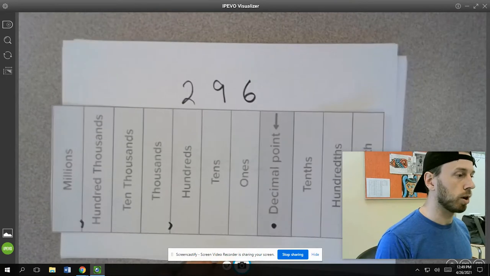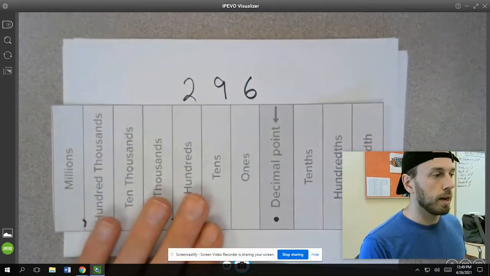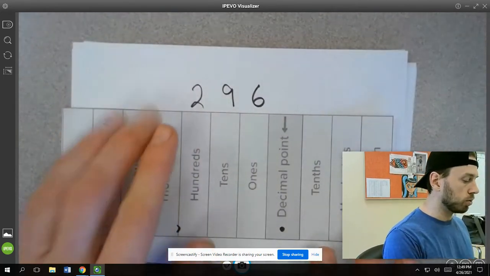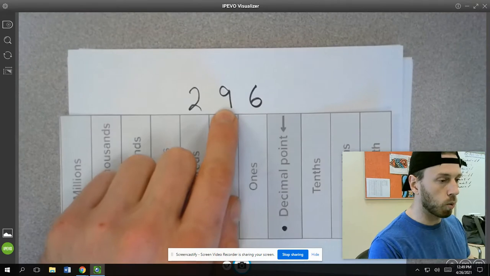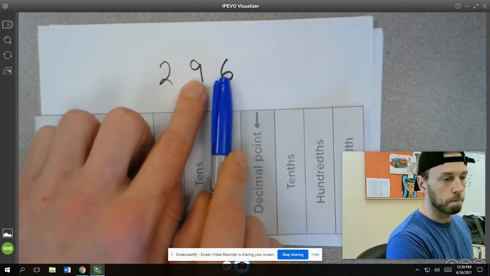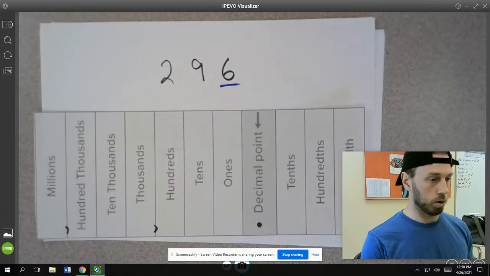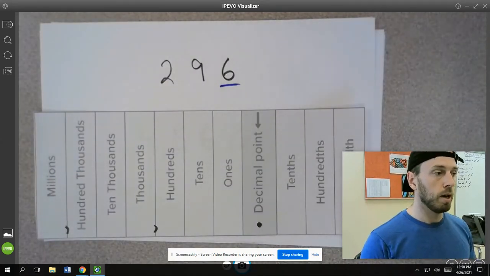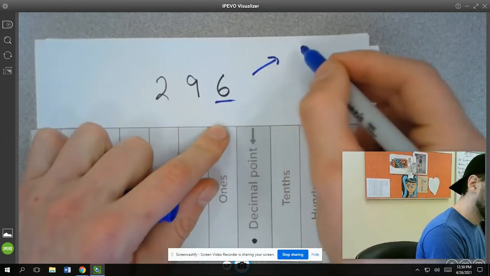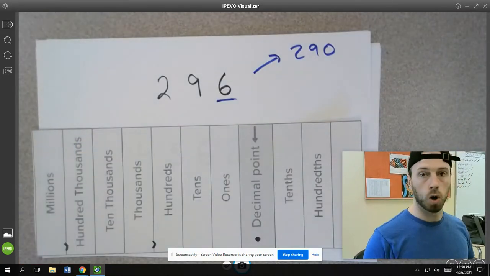So for example, say you have the number 296. Here I've got a place value chart, and you can see that the 6 is in the ones place, the 9 is in the tens place, and the 2 is in the hundreds place. If I were to ask you to round this to the nearest tens place, we look to the digit to the right, the ones place. If that number is 4 or lower, a small number, then we would keep the 9 the same and rewrite this number as 290.